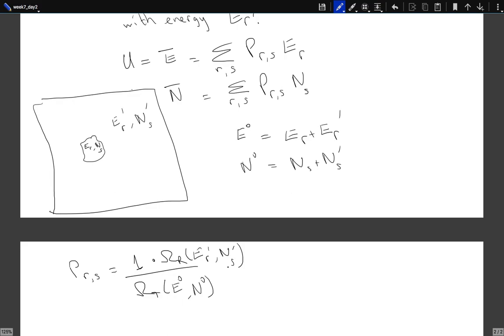Because you see, that 1 over there is the number of microstates that my system can be in. Because when I'm defining this probability, I'm asking for the probability for the system that I'm interested in to be in one particular microstate. It's not the only microstate that has this energy and that number of particles, but I'm only interested in the system being in that particular one. So that's why I have that 1.